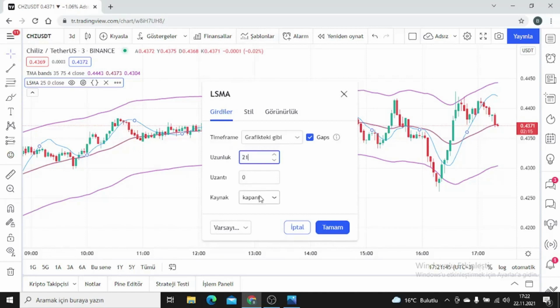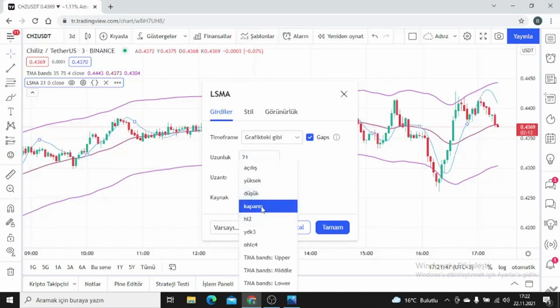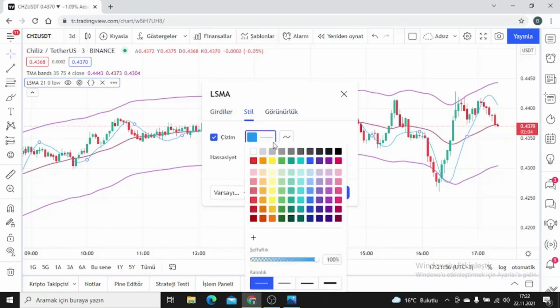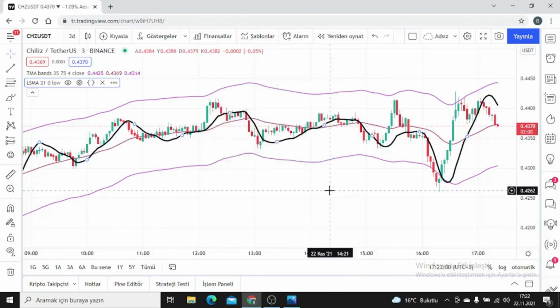But we will change the LSMA entries. We set the length to 21 and choose the low option, not the close, as the source. Let's thicken it a little bit like this. Let's make it a different color. This is how we open it up, friends.